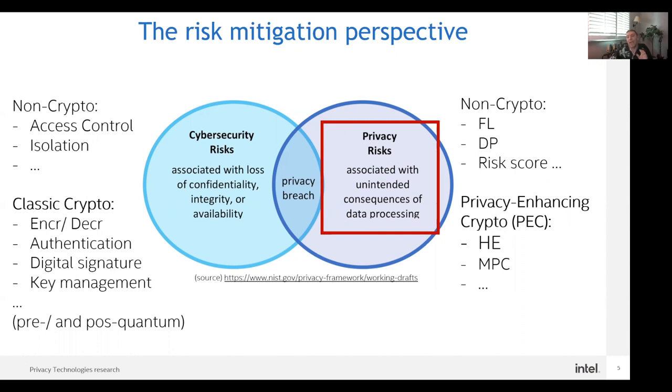And the way I look at it is really addressing that intersection between the cybersecurity risk and the privacy risks, where you can elevate the bar of confidentiality by keeping the data encrypted at all times, which is not what happens today.